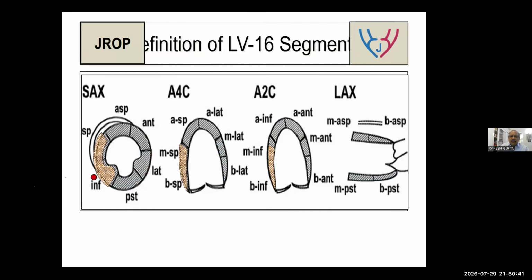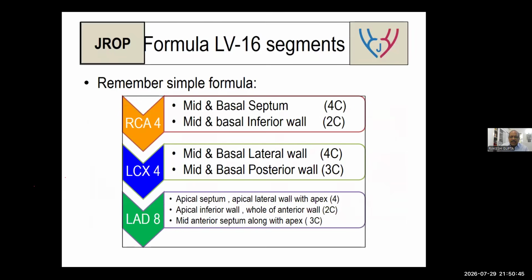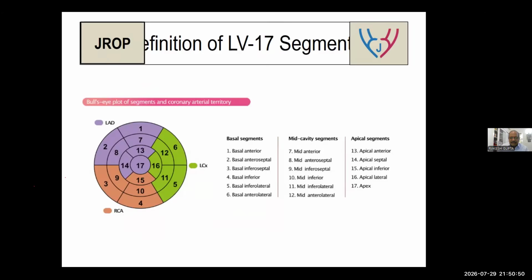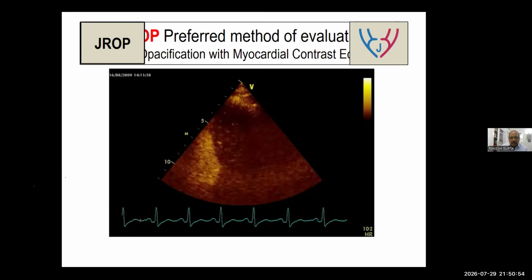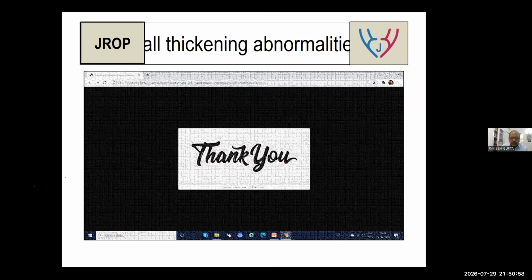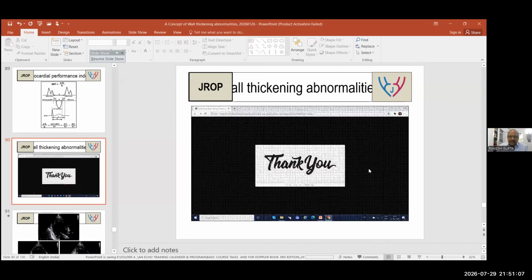So this is the revision of wall thickening abnormalities in patients whom we look at for coronary artery disease. Moving on from this, let me show you a couple of wall thickening abnormalities in specific territories.